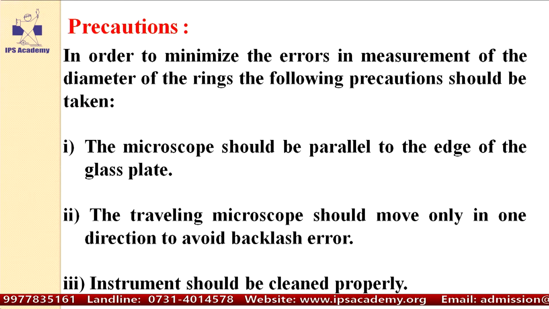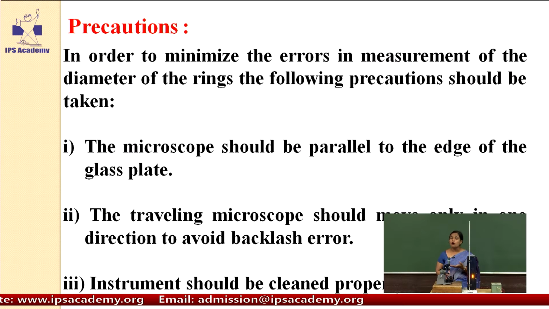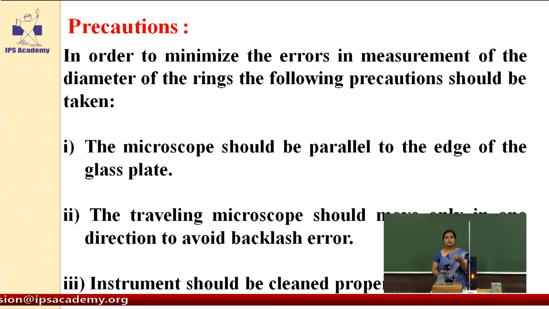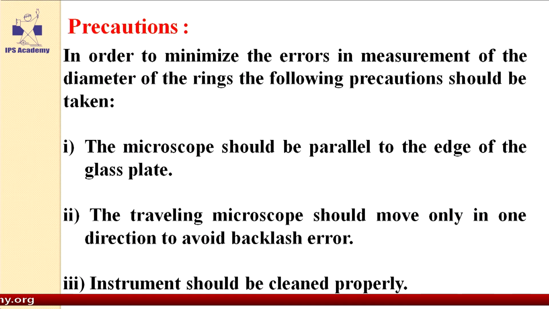So what should be the precautions in this case? In order to minimize the error in the measurement of the diameter of the rings, the following precautions should be taken. The first important precaution: the instrument should be cleaned properly so that you can easily observe the rings. Second, the microscope should be parallel to the edge of the glass plate. It should not be adjusted to the left or right hand side of the glass plate. It should be parallel. And the travelling microscope should be moved only in one direction to avoid backlash error.